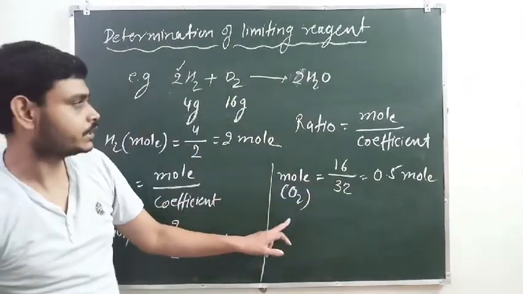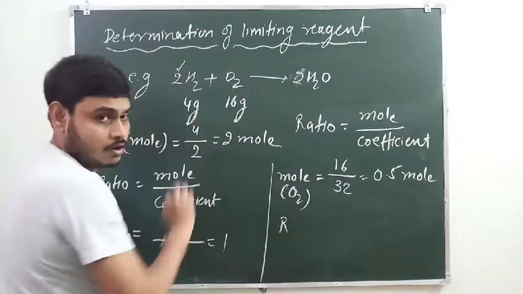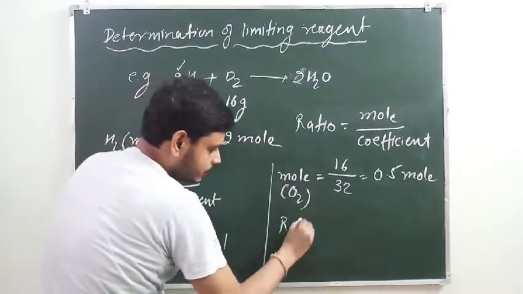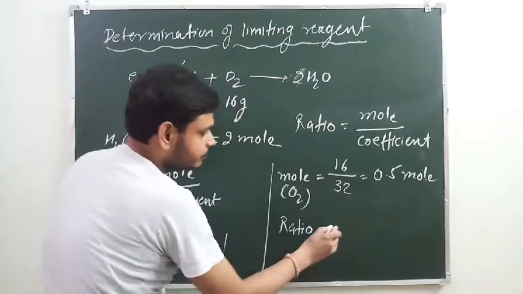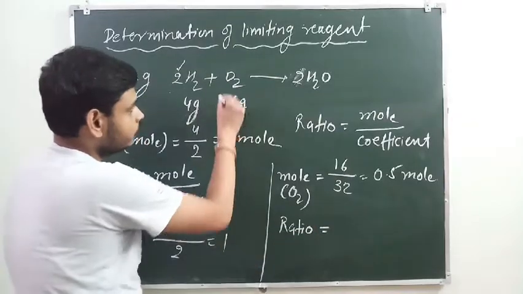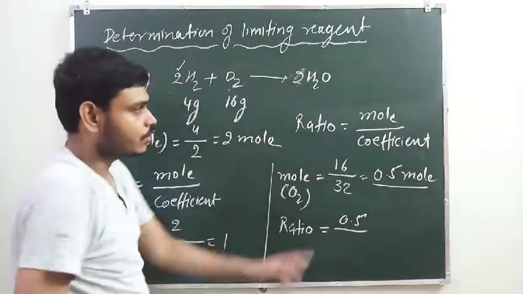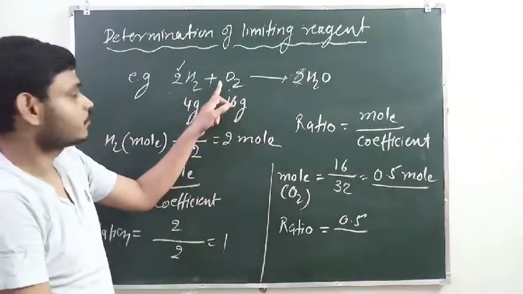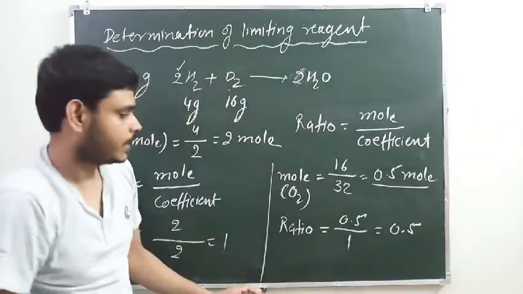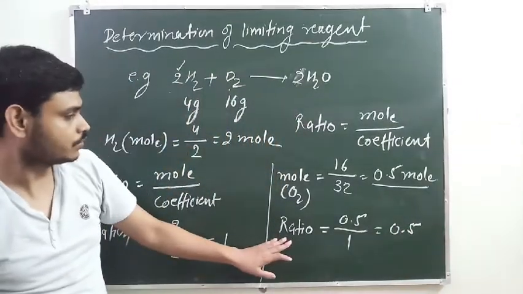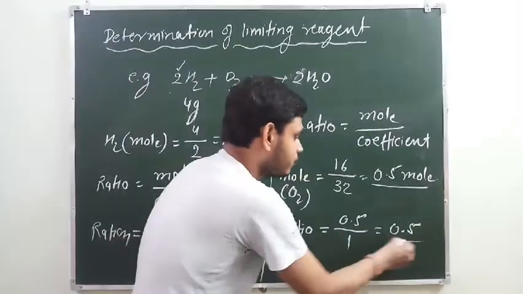Now we are calculating the ratio of mole to coefficient for the oxygen molecule. Ratio is equal to mole upon coefficient. The number of moles for the oxygen molecule is 0.5, divided by the coefficient, which is 1. So the ratio is 0.5.